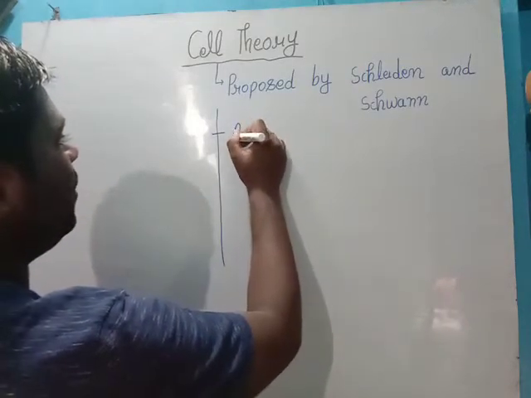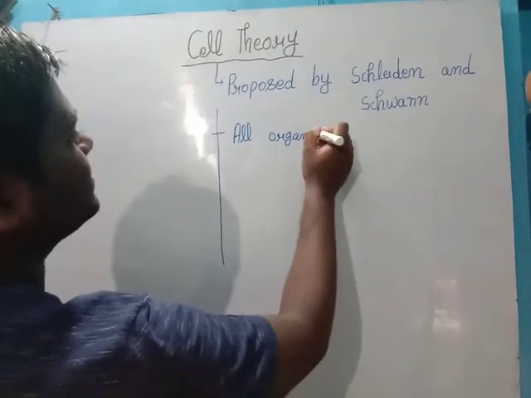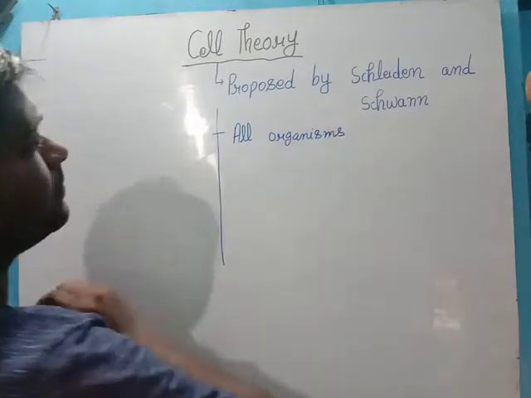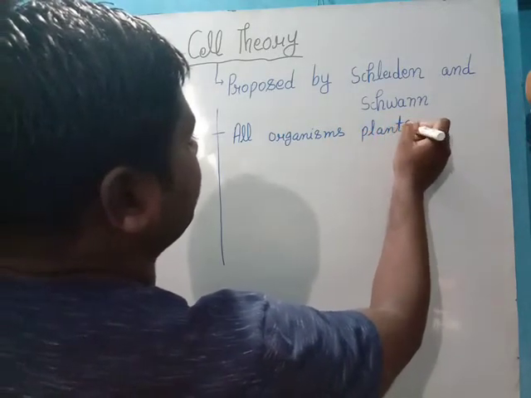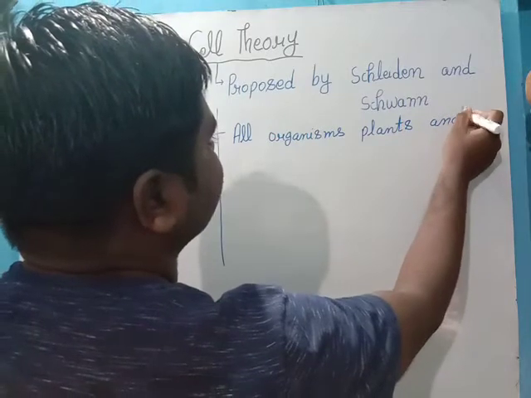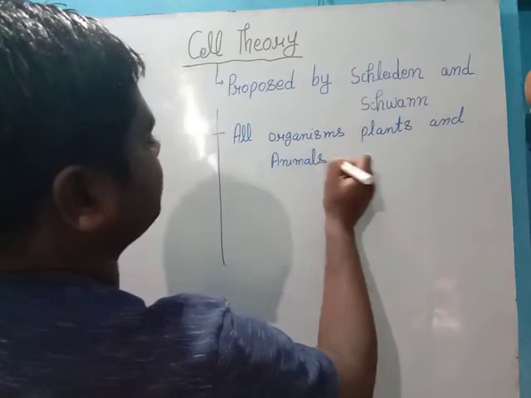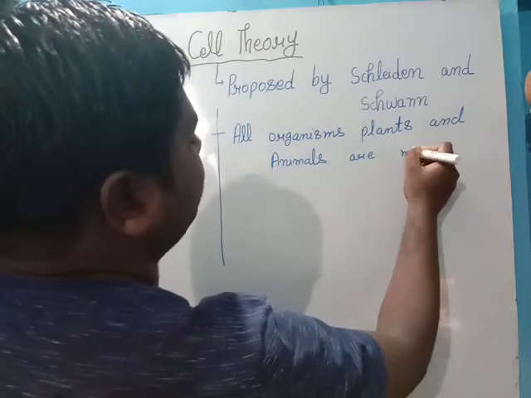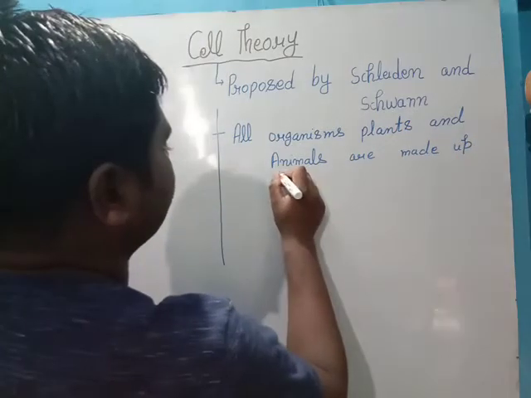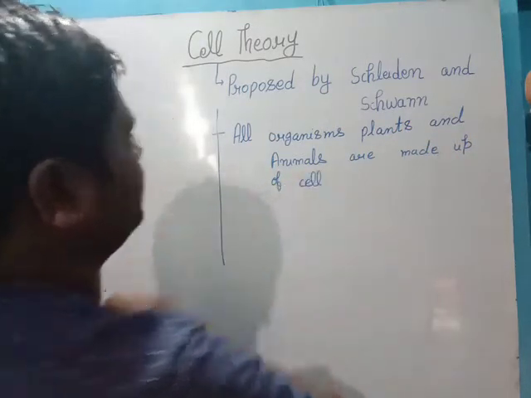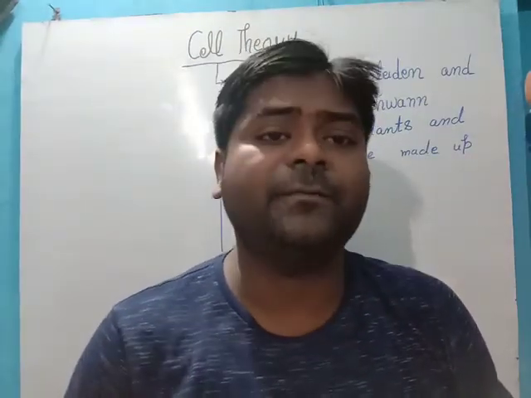They told us all organisms, it means plants and animals, are made up of cells. This is the first point in cell theory, a very important point.